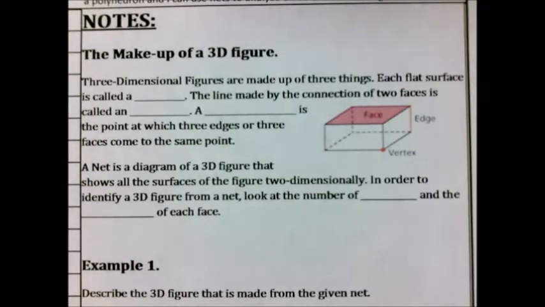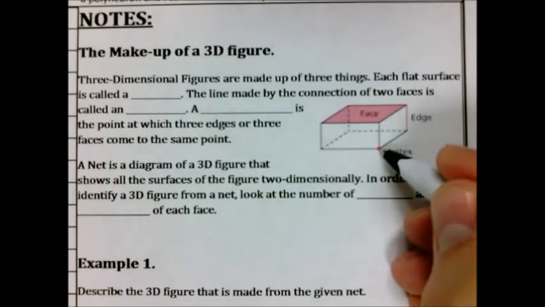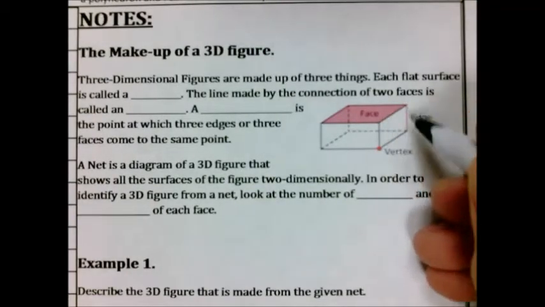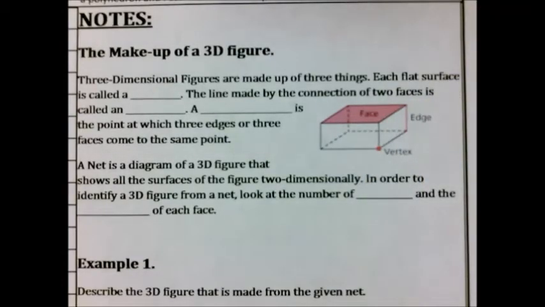And then finally, a vertex, which is probably the one that you understood before we even started here. The vertex is the point at which three edges, or you can think of it as three faces, come to the exact same point. And we see here's a vertex, there's a vertex. Each one of these outside points is called a vertex, okay?